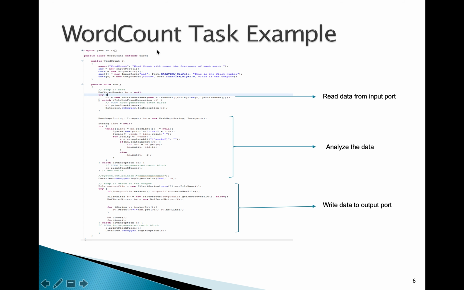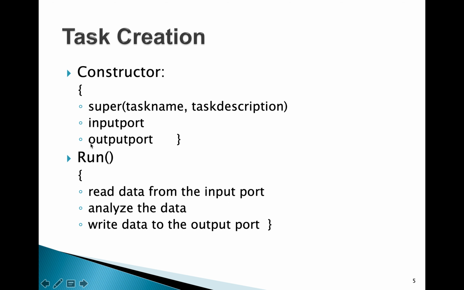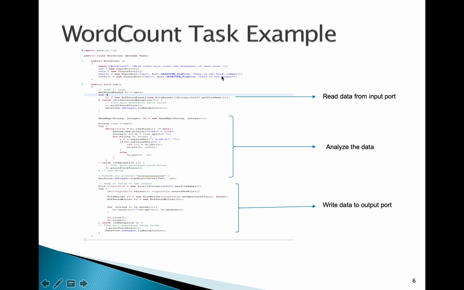So here is another example, the word count task example. We can review the word count task here, right? And we can see this constructor first. This task has one input port and one output port. Then we create a new instance for this input port, with the input port name, port type and port description, and the same logic for the output port information. In the run method, we have the three parts, right?